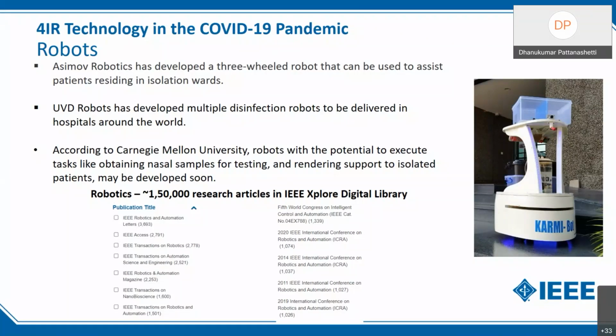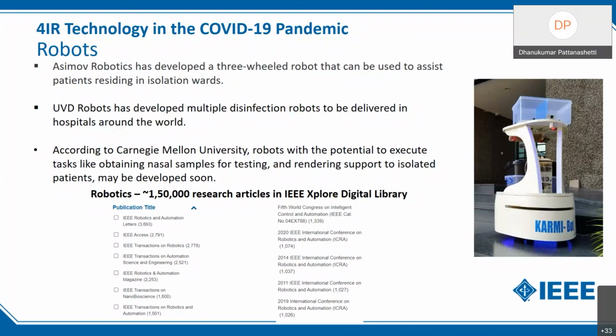And if I have to take some examples related to the COVID-19 pandemic in India, in Kerala, there was a new startup called Asimov Robotics, which has developed a three-wheeled robot that can be utilized to assist the patients residing in the isolation ward. This robot was capable of doing a lot of tasks like serving food to the patients, serving medicines, etc. We also have a Danish robotics company called UVD Robots, which has developed multiple disinfection robots to be delivered in the hospitals around the world.